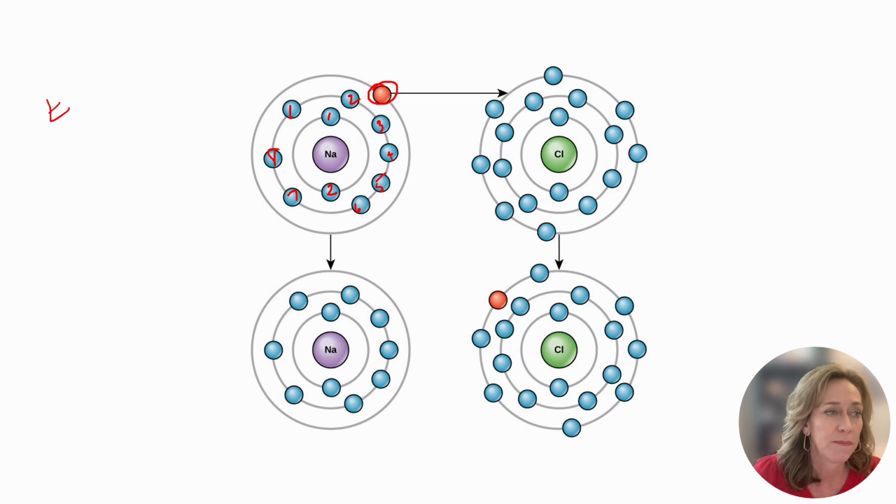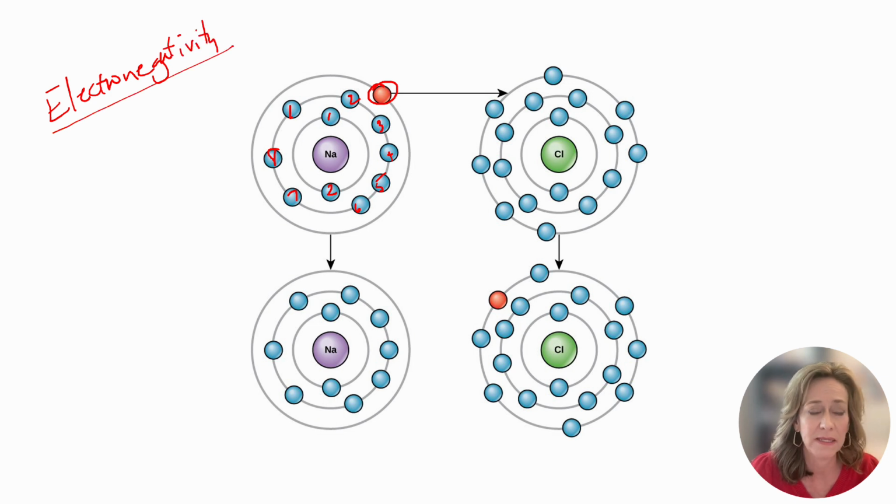We have a term, electronegativity, which is a long word that means how much force or pull an atom has for electrons. The higher the electronegativity value, the more tightly they hold the electrons. The lower the value, the more likely they are to give them up. So sodium is going to have a low electronegativity value for this electron, because it's going to want to give it up. Chlorine, on the other hand, is going to have a high electronegativity value.